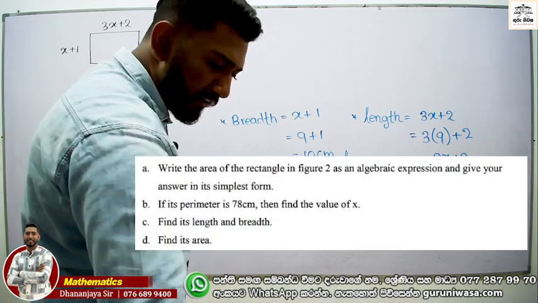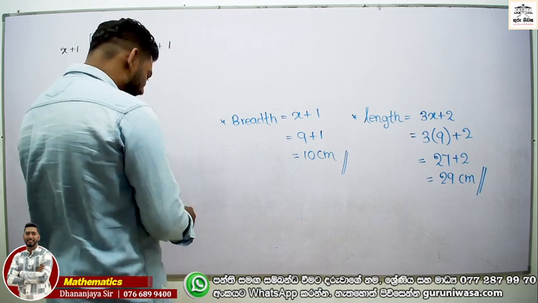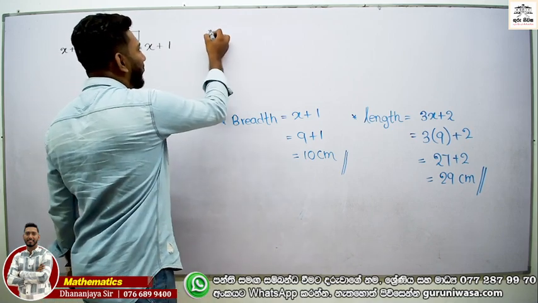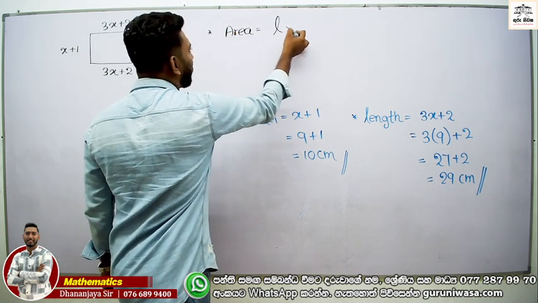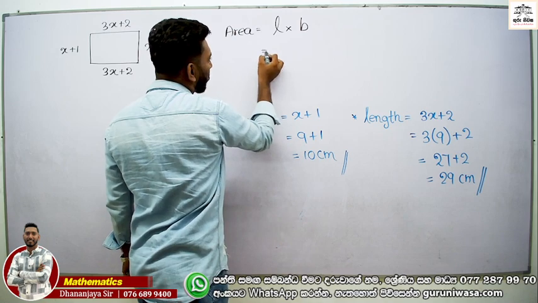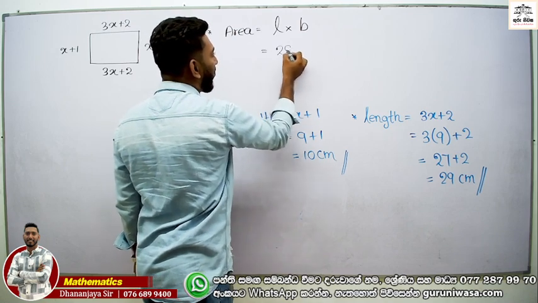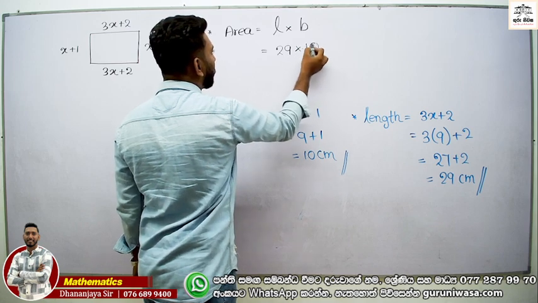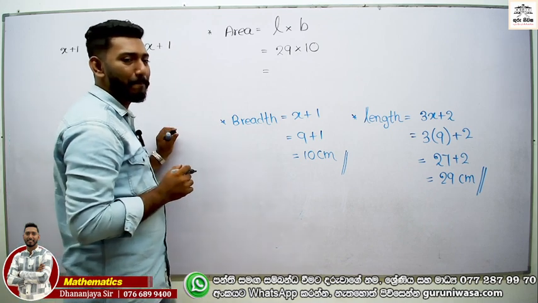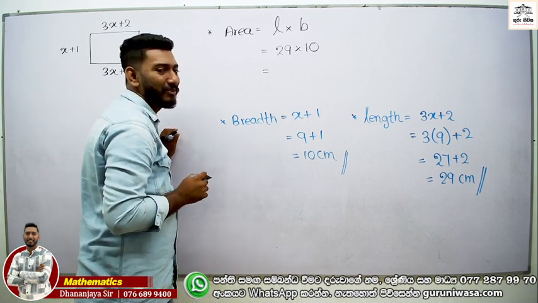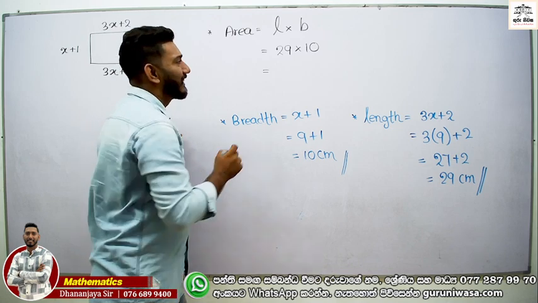Now find the area. How to find the area? Length into the breadth. And length is 29 and breadth is 10. 29 multiplied by 10. What is the answer? 29 multiplied by 10 is 290. Well done.